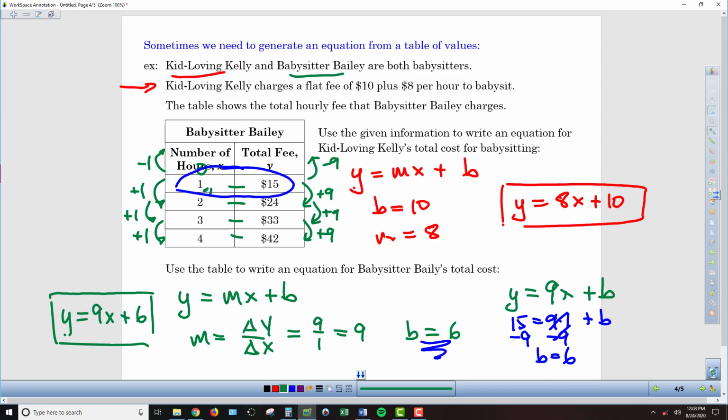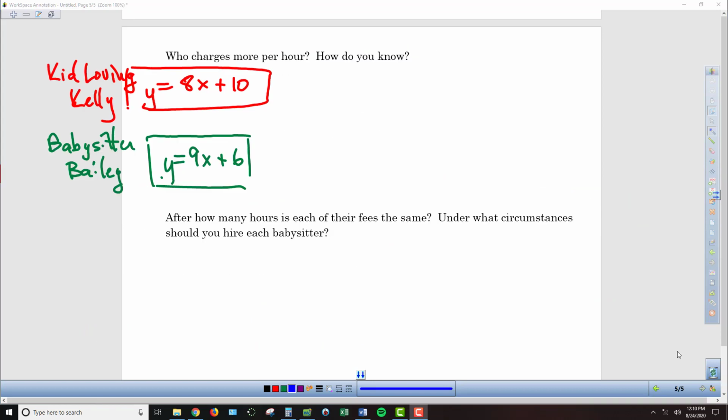And we'll use both of these equations on the next slide. So the first thing we want to do is figure out who charges more per hour. So I've brought the two equations over. So kid-loving Kelly, her equation was y equals 8x plus 10. And then if you'll recall, that slope there, the 8, was her fee of $8 per hour that she charged. That was from the given information about kid-loving Kelly.